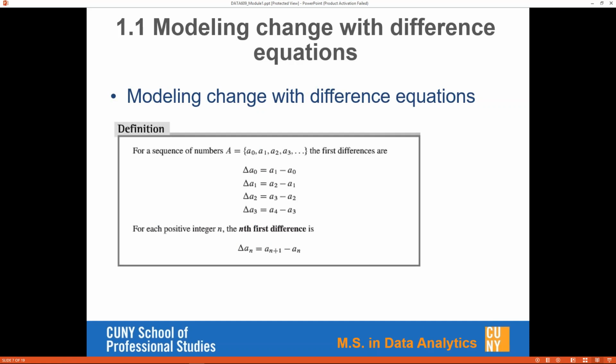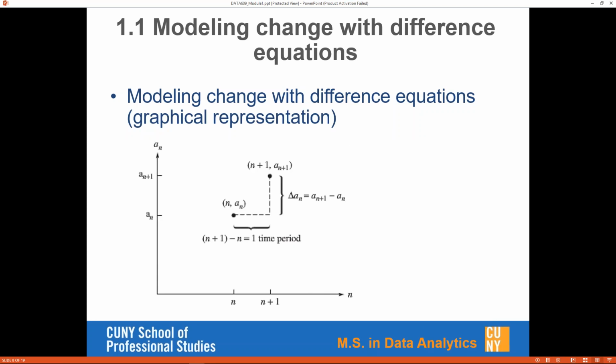Let's quickly see how we can apply this. For a sequence of numbers, A0 and all the way onward, the first difference is delta A0, which is A1 minus A0, and so on. For each positive integer n, the nth first difference is delta an, which is an plus 1 minus an. First difference essentially means today's value minus previous value, only one period difference. That's why it's called first difference. It's not necessarily time related; it could be a sequence of numbers, as long as the current number minus the previous number is called first difference, right?